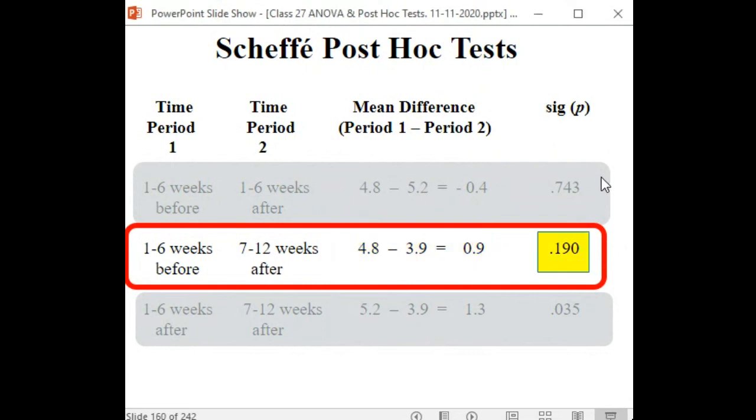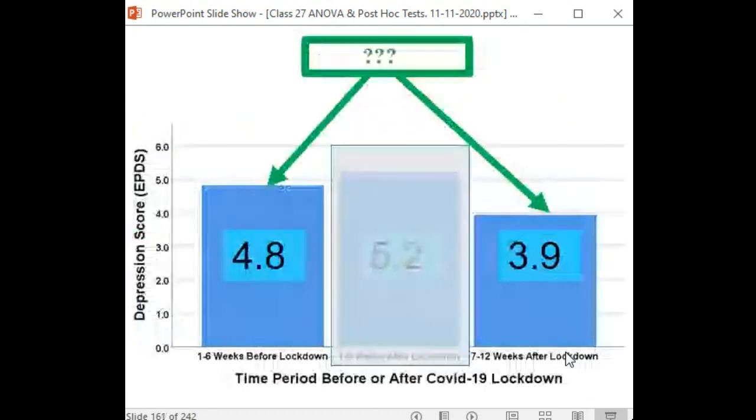And here's the answer. The probability value, p, is equal to 0.190. 0.190 is greater than 0.05. So the difference between these two means, which is 0.9, is not statistically significant. So the means of these two groups are not significantly different.